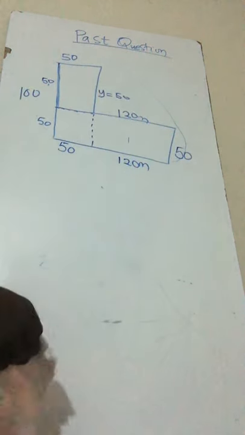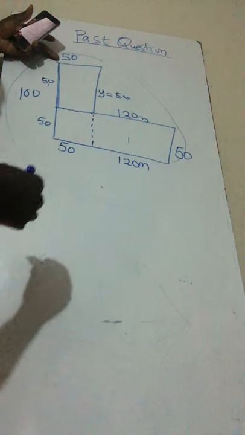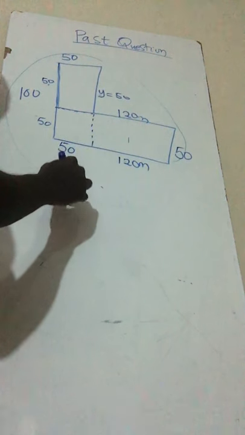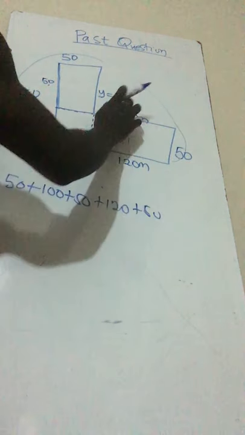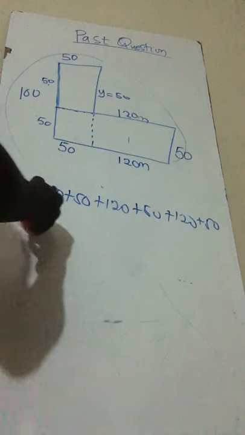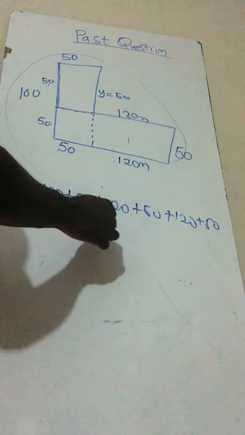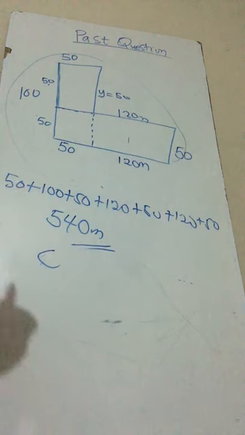So now, if this is the object and I'm telling you to find the perimeter of this, you just add everything around it. You get it? So let's start from the top. Now the top is 50, so 50 plus. Now everything here is 100. Now let's add everything here. We have 50, we have 120, we have 50, we have 120, we have 50, the Y. And so when we add everything here, we will get 540 meters. So the answer for question 24 is C.